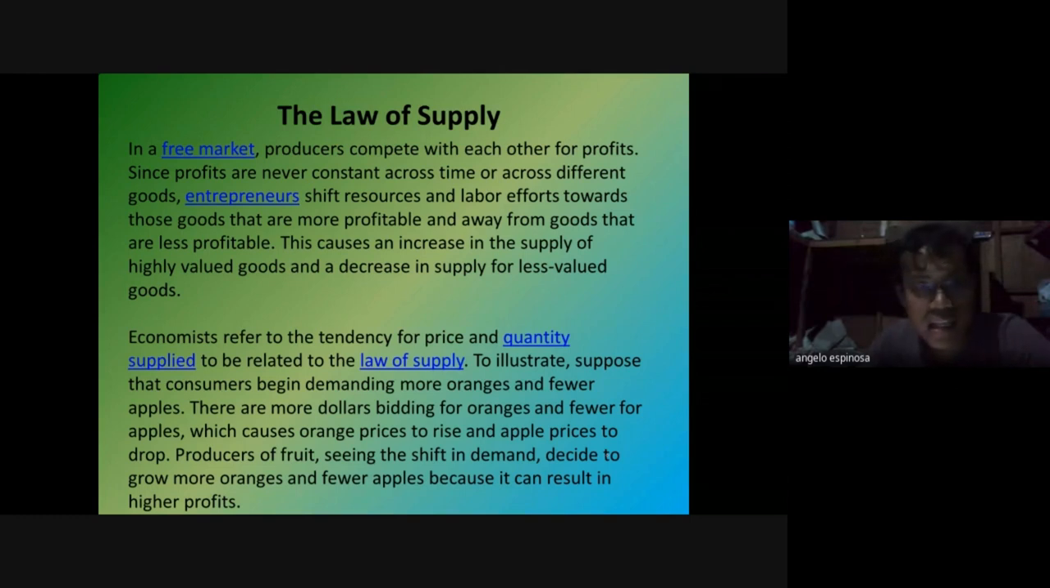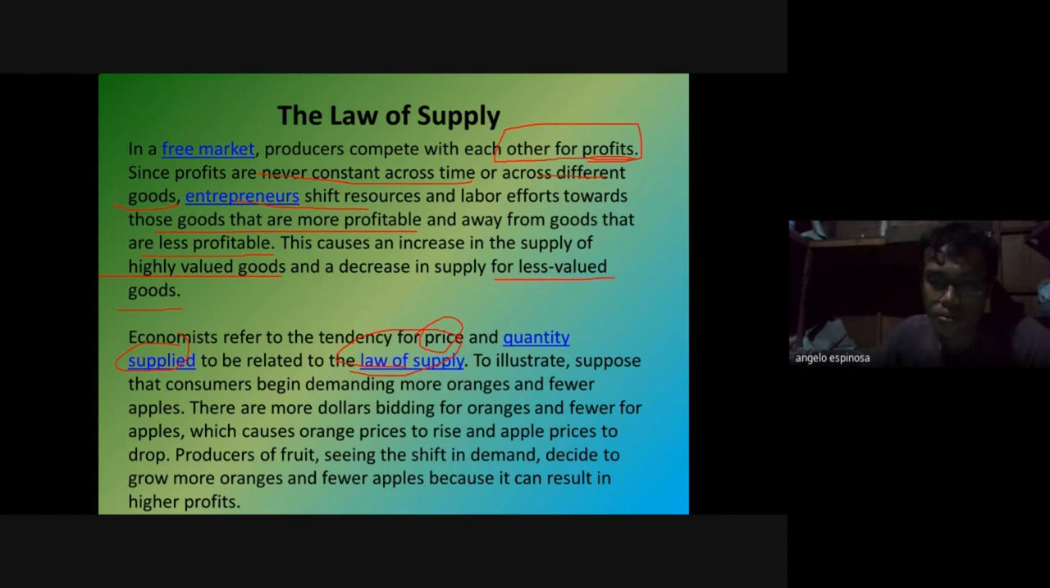Diba? When the price is increasing, the quantity supplied is also increasing. Okay, so in a free market, the producers compete with each other for profits. Anong kinocompete nila? Ang mga seller, it is for the profits. Since the profits are never constant across time or across different goods, entrepreneurs shift resources and labor efforts towards those goods that are more profitable and away from goods that are less profitable. So this causes an increase in the supply of highly valued goods and a decrease in supply for less valued goods. Okay, so economists refer to the tendency for price and the quantity supplied, ano pinag-uusapan? Price and quantity supplied to be related in the law of supply.